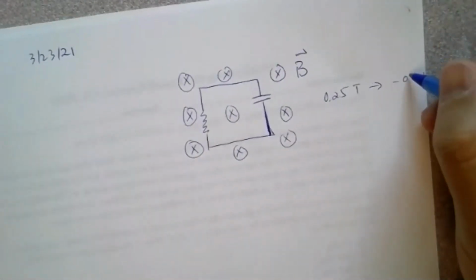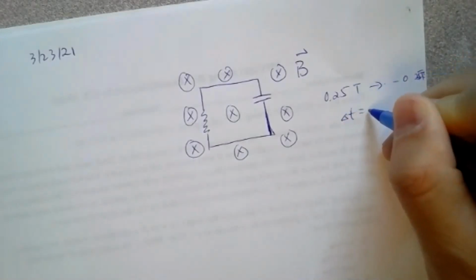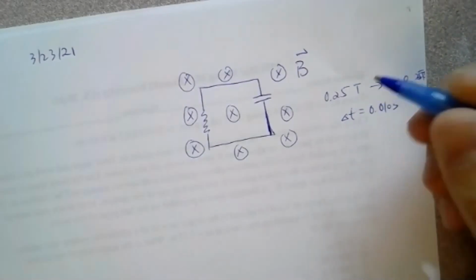So then we can see there's a loop formed by this circuit. Now your B field is changing; it reverses direction. It goes from 0.25, let's say that's positive, to negative 0.25 tesla. Delta t is 0.01 second. That's the time it takes.